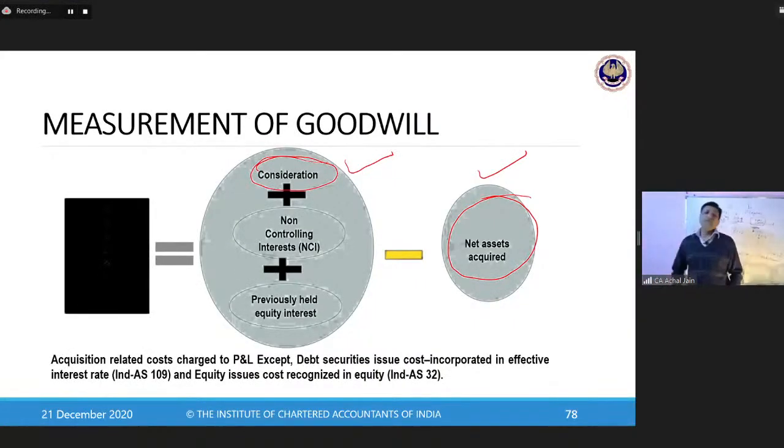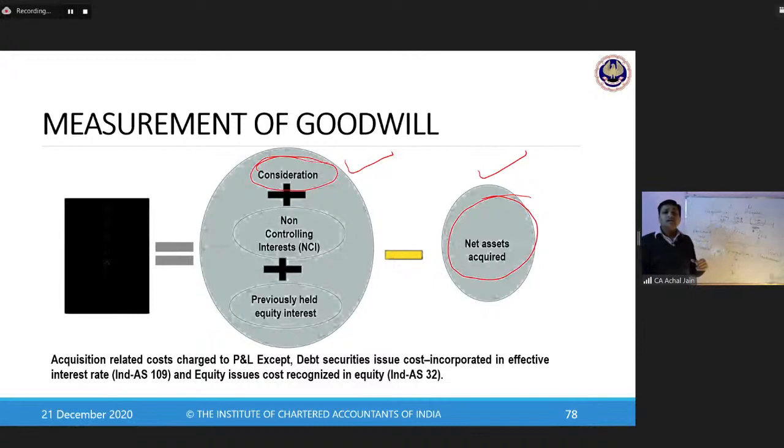So we were discussing computation of goodwill. Non-controlling interest we have discussed. Previously held equity interest we have now discussed. What do we mean by this? Now, whenever goodwill is computed, what do we need to consider? These four items. We will take purchase consideration. What is purchase consideration? This one. And to this purchase consideration, can we ignore these two? No. So we need to consider these two also.